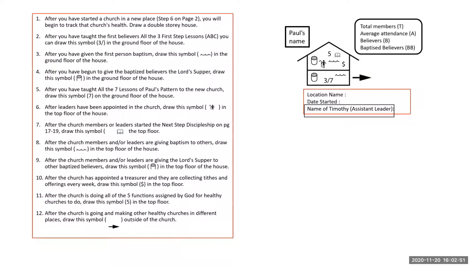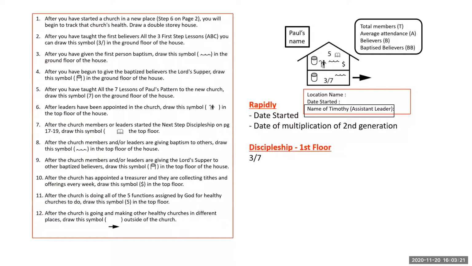And also we're going to take note of the total members, worshippers of this church, average attendance, believers, and baptized believers. So first we're going to look at the various areas. First, whether this church is growing rapidly or planting churches rapidly. So we have to look at the date started and the date of multiplication of the 2nd generation. And then we also look at discipleship, the start on the first floor, whether 3 lessons, 7 lessons, baptism, Holy Communion are ministered and completed within 3 months.